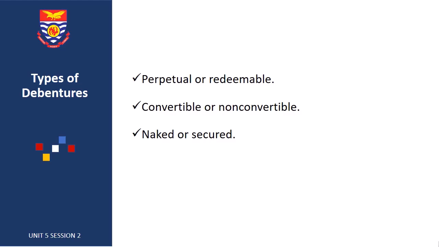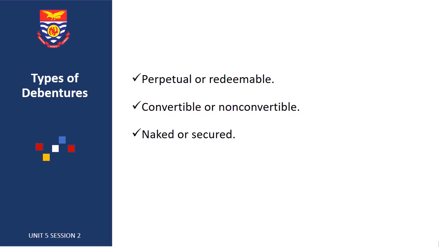Convertible and non-convertible debentures. With convertible debenture, there's a term in the agreement when the debenture was issued that at a point in time, the debenture holder will be allowed to convert it to shares if he or she wants. That is an option for a convertible debenture holder to convert it into a shareholder. With non-convertible, there is no room for the holder to convert it to shares.